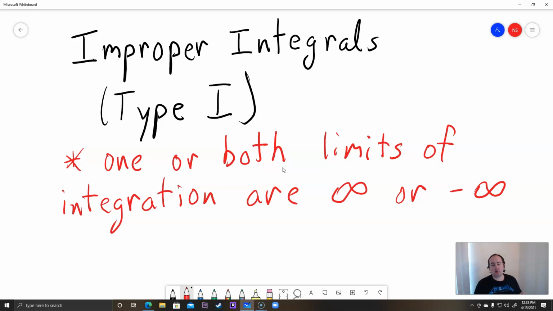Now, a type 2 improper integral would be covered in a different video. I don't know if I'm going to do it for this class. If I have time, I might make another video on that. But just so you know, type 2 improper integrals don't have infinity or negative infinity as a limit of integration. Rather, they have a point where the function is undefined, which is a little bit different. But here we're focusing on definite integrals involving infinity.